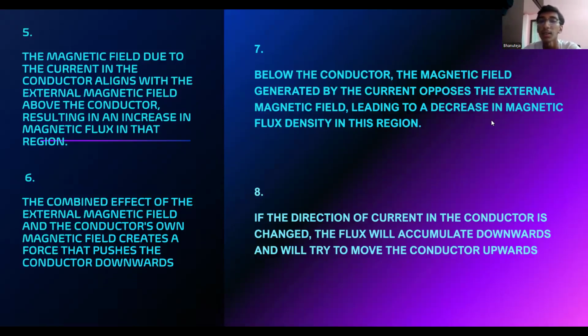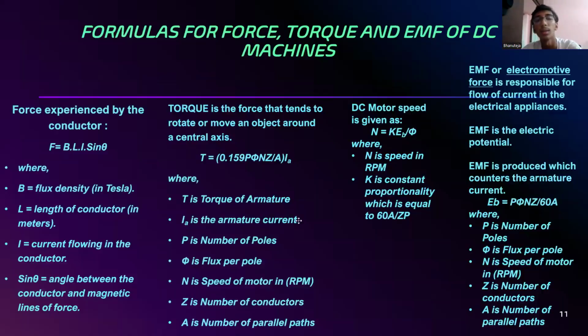Lastly, if the direction of the current in the conductor is changed, the flux will accumulate downwards and will try to move the conductor upwards. So that's the working of a DC motor. Now let's move on to the formulas for force, torque, and EMF of a DC machine.